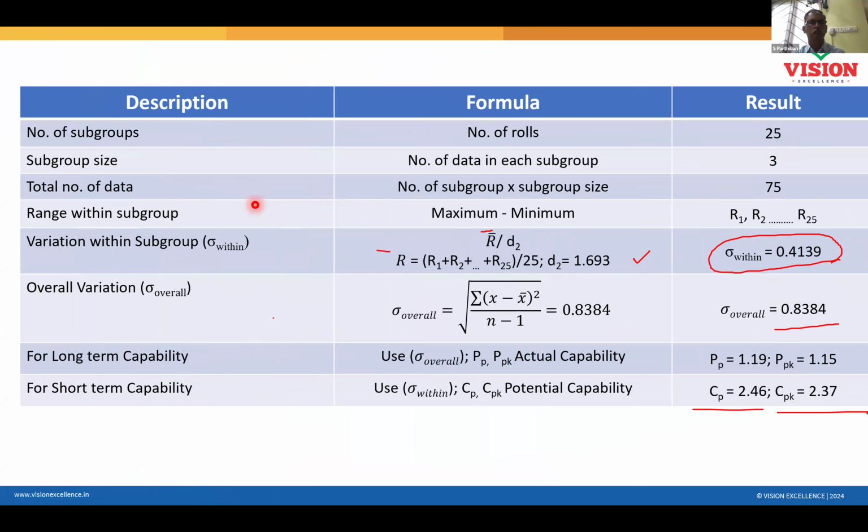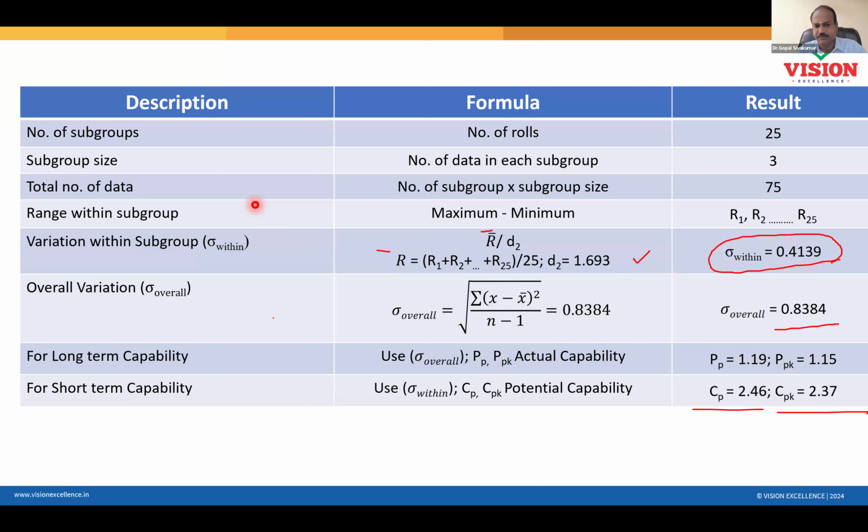The range calculated from each subgroup is a measure of the variation of the parts produced within each role. How many of you understand my statement? For every subgroup, you calculate a range, isn't it? What is range? Maximum minus minimum. If the range is very, very small, what does it indicate? The variation in the subgroup is minimal.